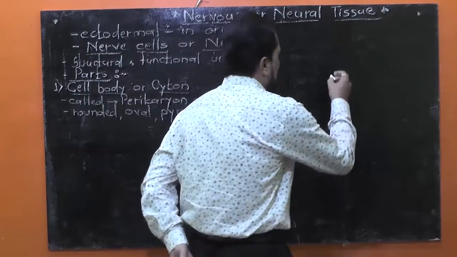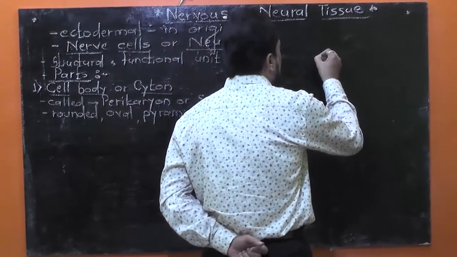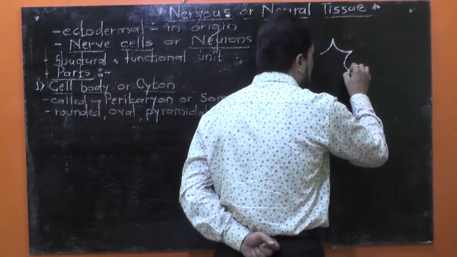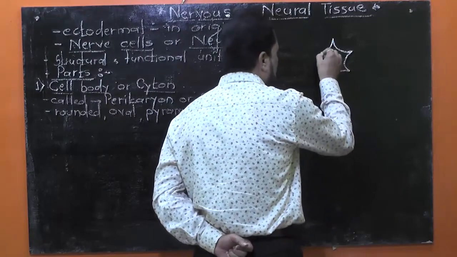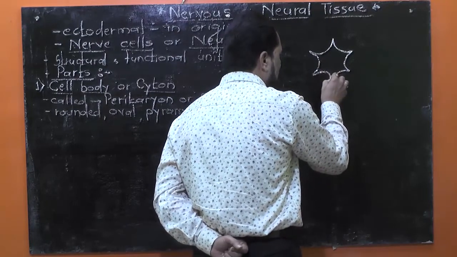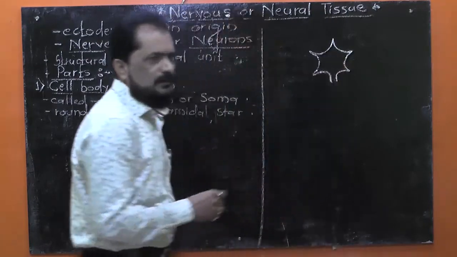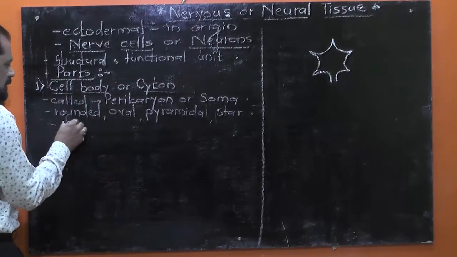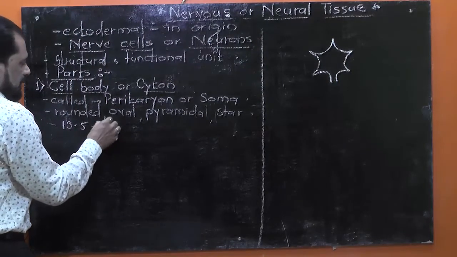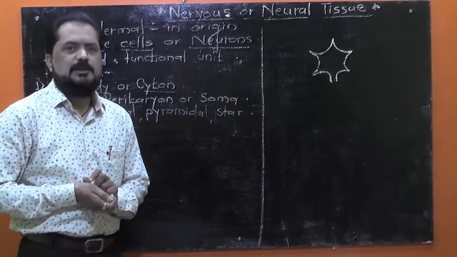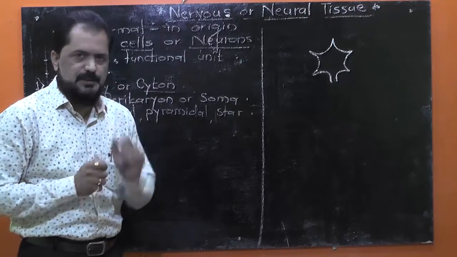Here let me draw the diagram. Suppose here is the cyton. Just consider here is a star shaped cyton. The diameter of cyton is near about 13.5 micron.